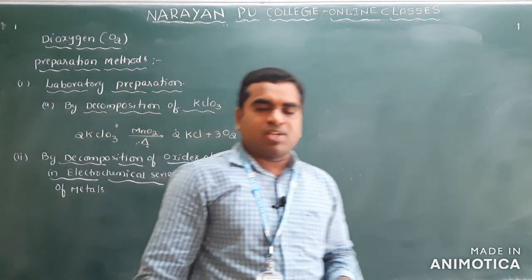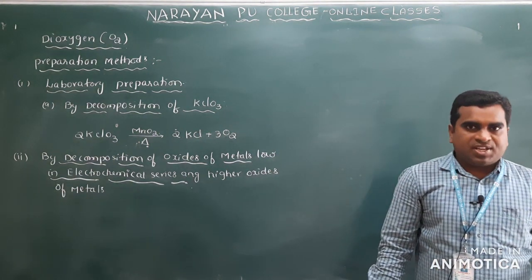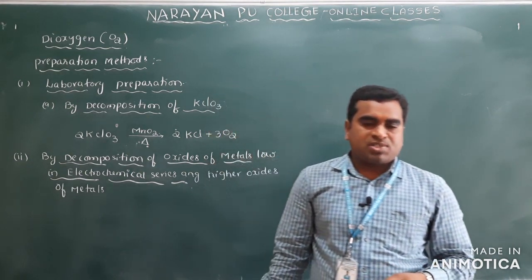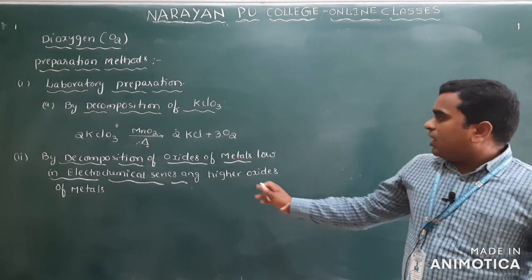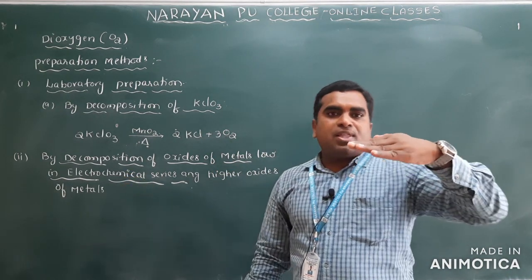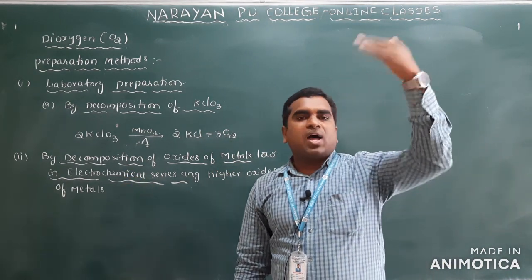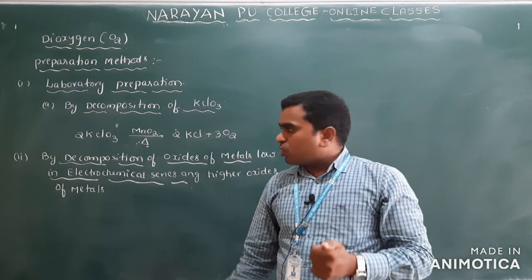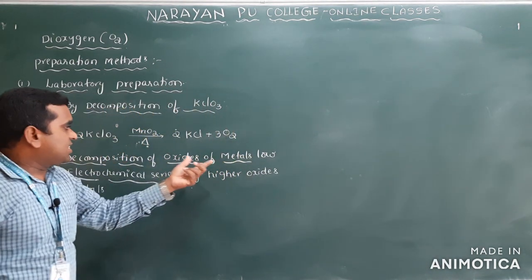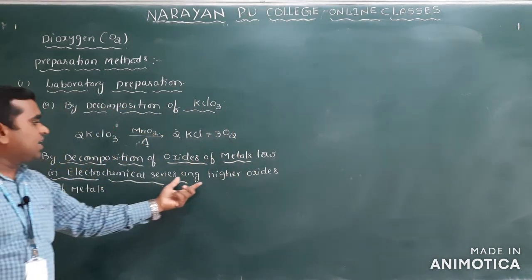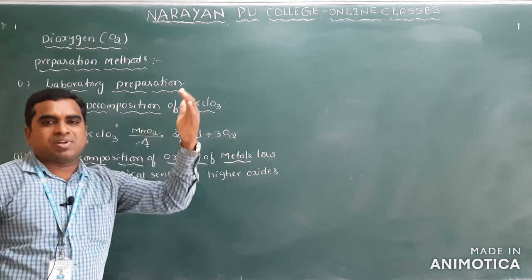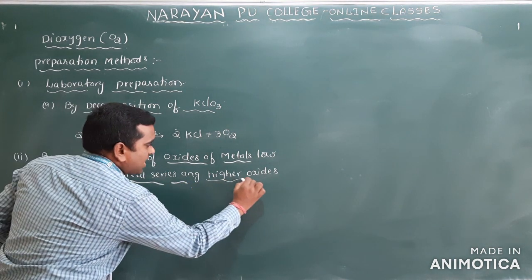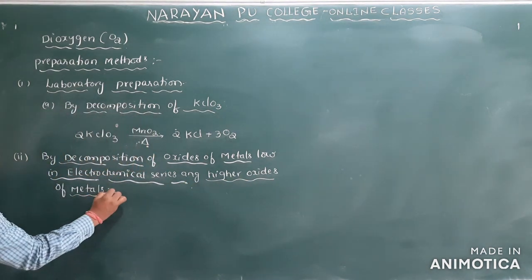I already mentioned the electrochemical series that we studied in first year redox reactions, and we will study the same in second year in electrochemistry when the chapter starts. Clear? But here you know that hydrogen is in the middle of the electrochemical series, with some metals above hydrogen, and below hydrogen some metals and non-metals. We are discussing those lower in the electrochemical series. Clear? What are those? Copper, silver, gold, those types. And also higher oxides of metals.